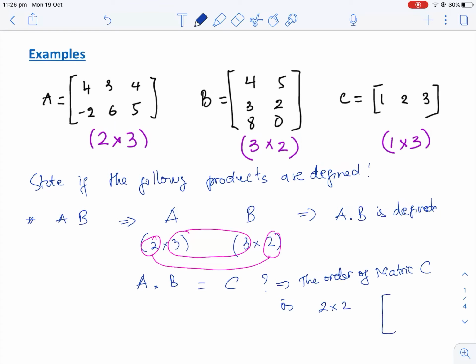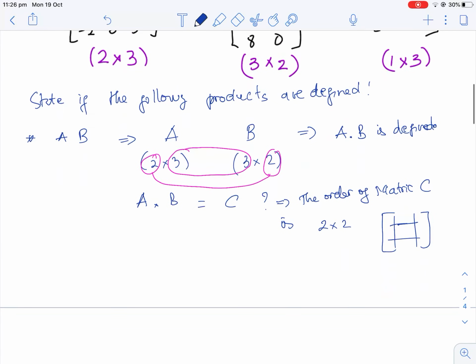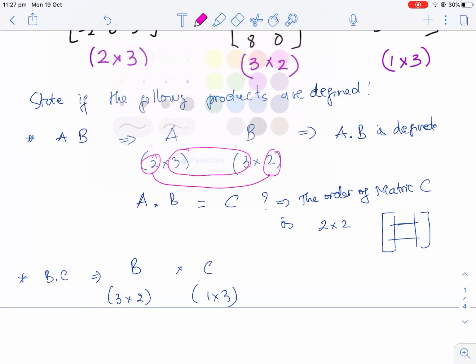So it's going to be like this with 2 rows and 2 columns. Okay. Now another question is B times C. All right. B times C, is it defined or not? We write down the order of B and times C. So the order of B is 3 times 2 and C is 1 times 3. It's not defined because the inner numbers are different. So this one is undefined.